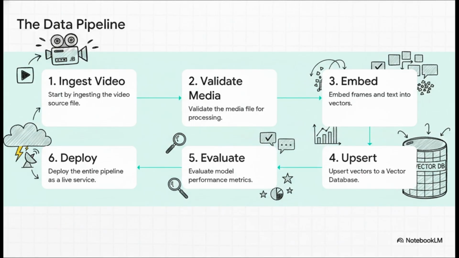First, we pull in a video. Then, we chop it up into its core pieces, the visual frames, and the spoken text. Now, this is where the magic happens. We convert all of that stuff into these numerical fingerprints called embeddings, and we store them in our vector database. That's the AI's long-term memory. Finally, we wrap it all up and deploy the whole system as a live service.